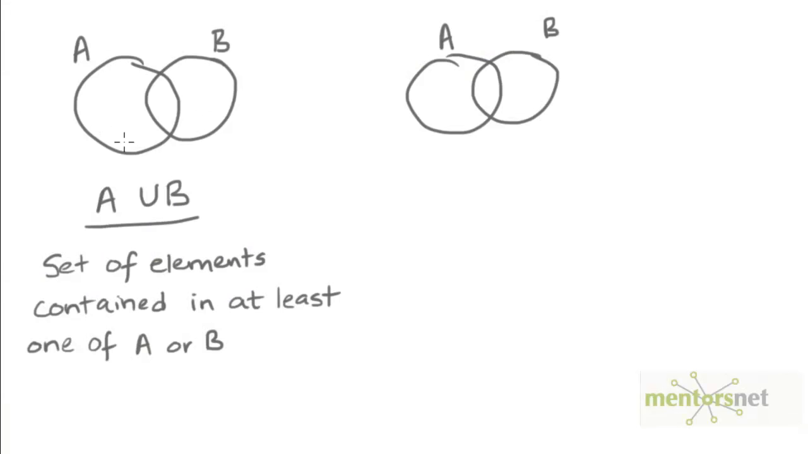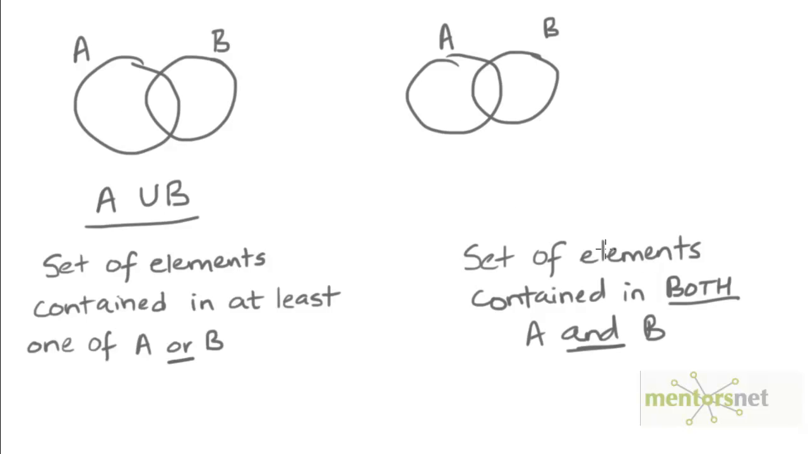So given two sets A and B, their union is the set of elements which lie in at least one of A or B. We could define another operation where instead of looking at the elements that lie in at least one of A or B, we look at the elements that are common to both A and B. So that would be the set of elements lying in this region of overlap. And this set is said to be the set formed by intersecting the sets A and B.